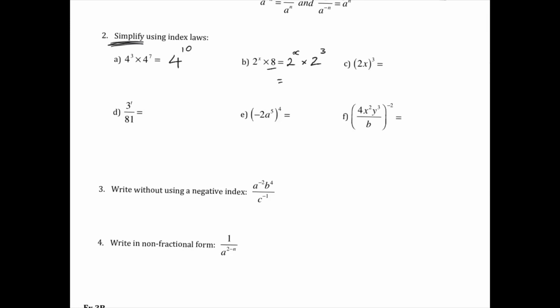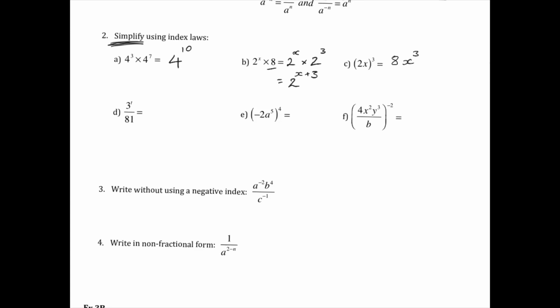So now, what is that in one number to a power of something? Good, x plus 3. You add the powers. 2x all cubed. 2 cubed is 8. X cubed is just x cubed. Can't do anything with that.